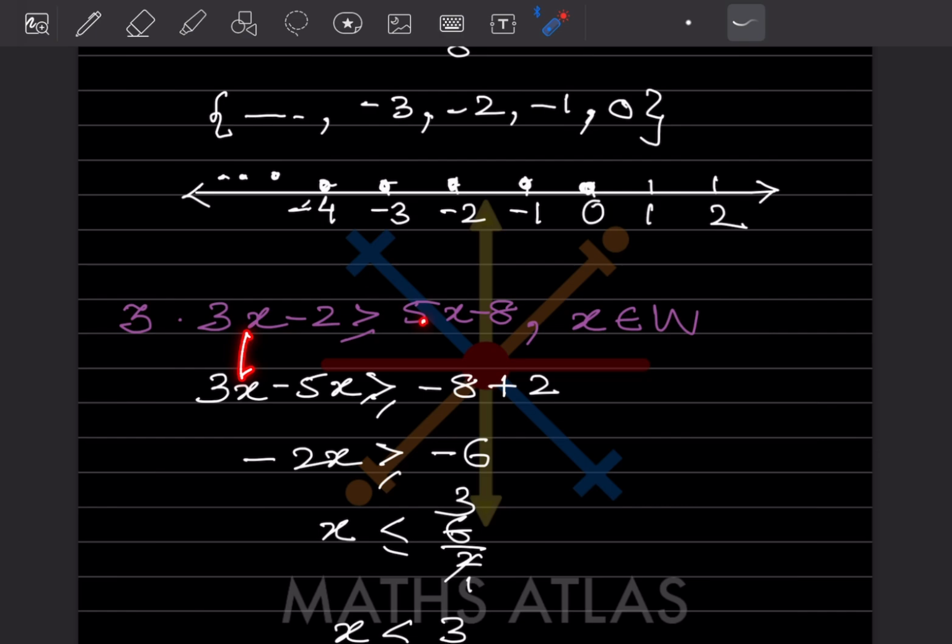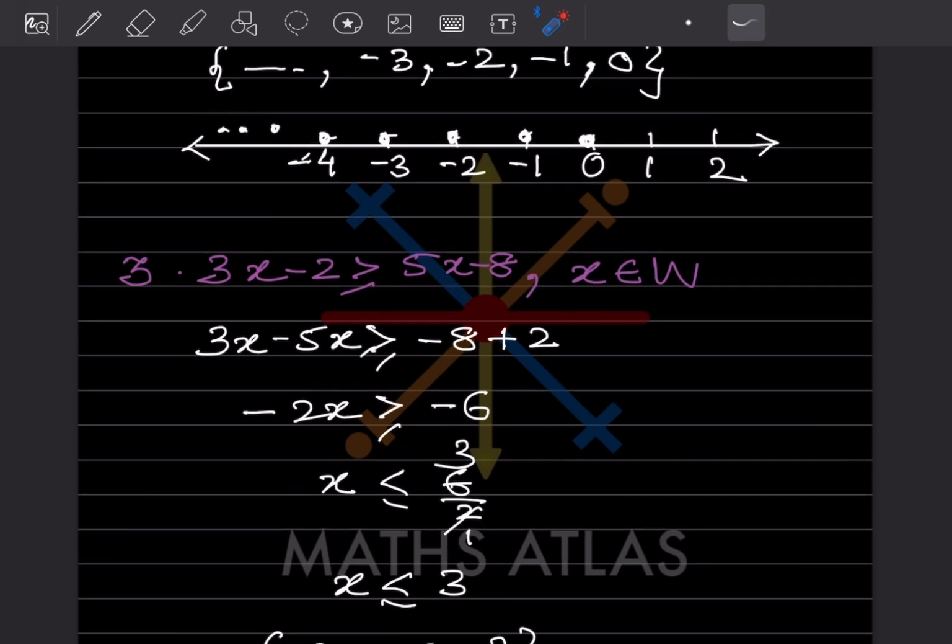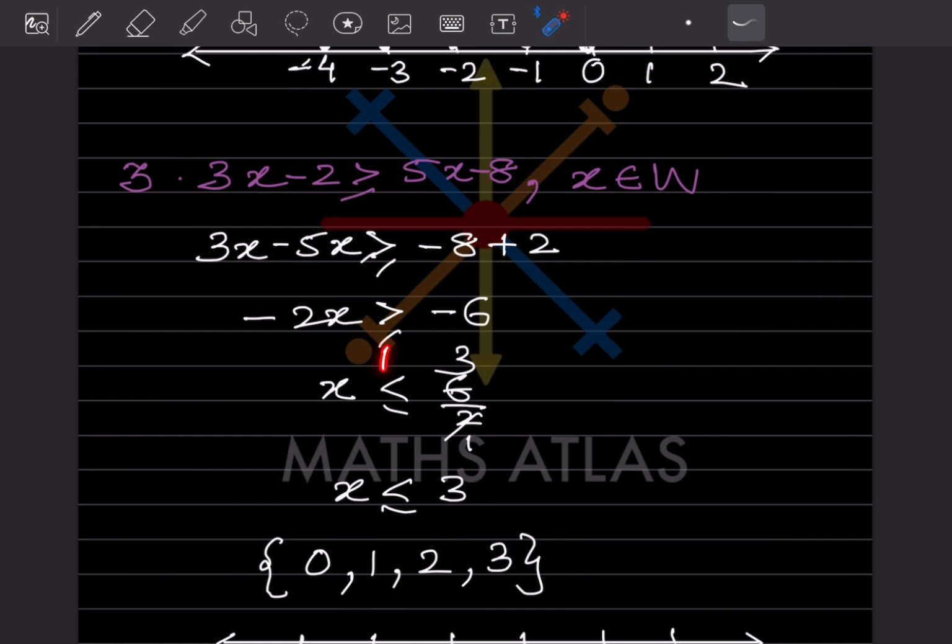So 3x goes to the other side, that will be minus 5x. The other side is the same, minus 2 will be plus 2. So this will be minus 5 plus 3, that is going to be minus 2. So minus 2x is greater than or equal to minus 6. Now you can see both the places there is a minus sign, so this inequality reverses. So this is going to be 6 by 2, that will be 3, so x is less than or equal to 3.